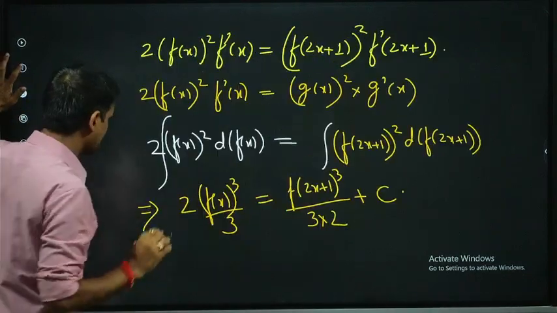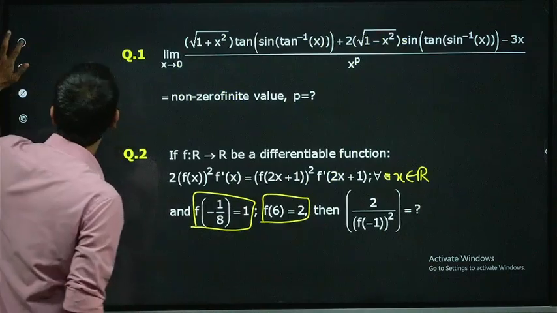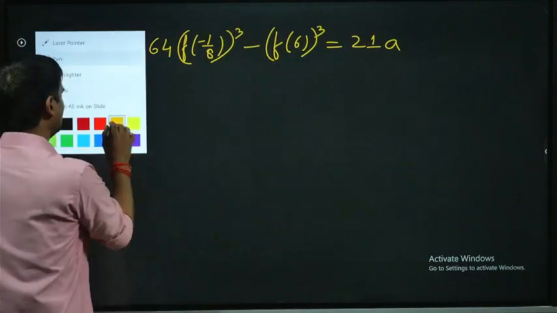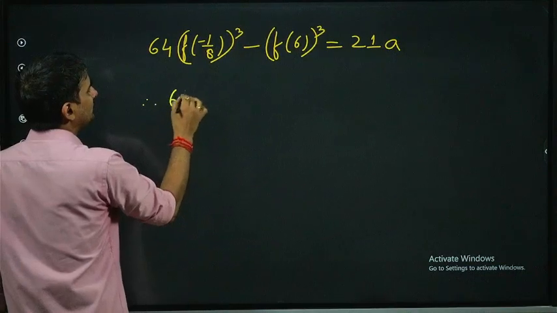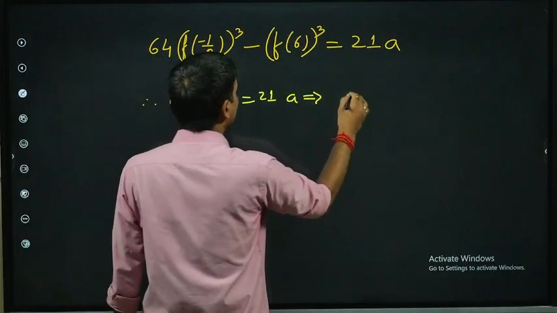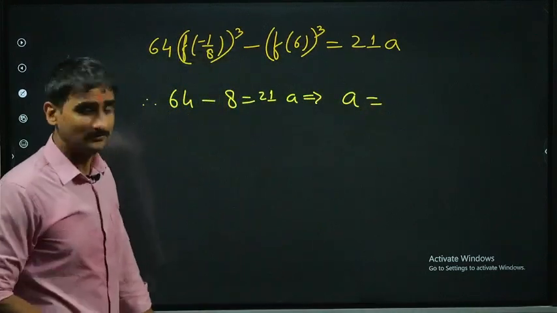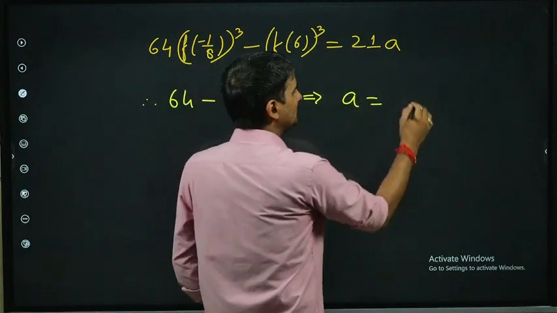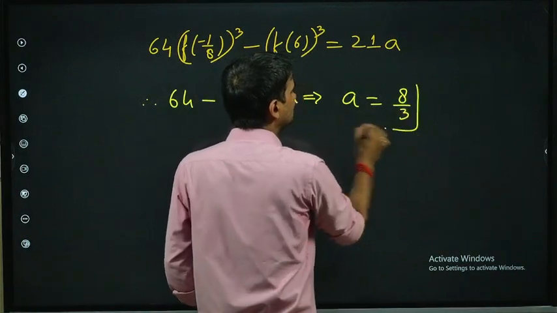Now we know that this is given to be 1, I think, yeah, and this is 2. So just put the values here. So therefore 64 minus 8 is 21a. So that means a is 64 minus 8, which is how much? 56. So 56 by 21, so a is 8 by 3 here.